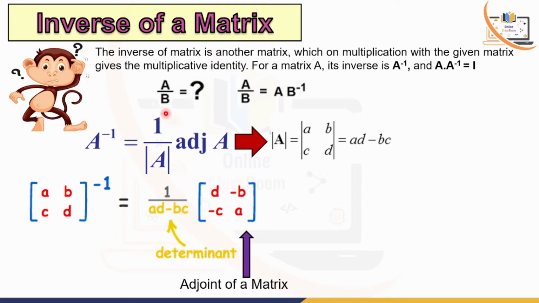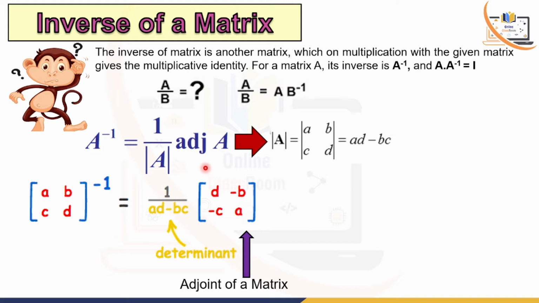Well, suppose we consider A by B, then obviously it can be written as A times B inverse. But the question will arise, how will we calculate B inverse? That means the inverse of a matrix. Look, the rule is, if I consider any matrix A, then A inverse is nothing but 1 by determinant of A, into adjoint of A.